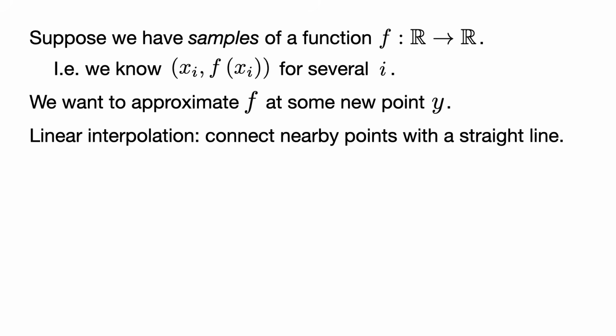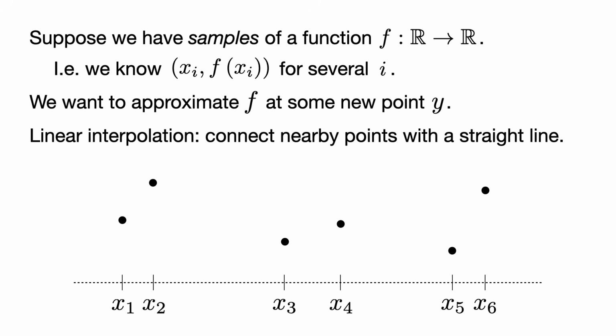Linear interpolation is a very common and reasonable way to do that, and what you do is connect nearby points with a straight line. So what does that look like? Here are some samples on a graph. Maybe we want to approximate f at this new point y. We'll draw a line between the nearest points x2 and x3. We see where y lies on that line, and that becomes the approximation of our function.